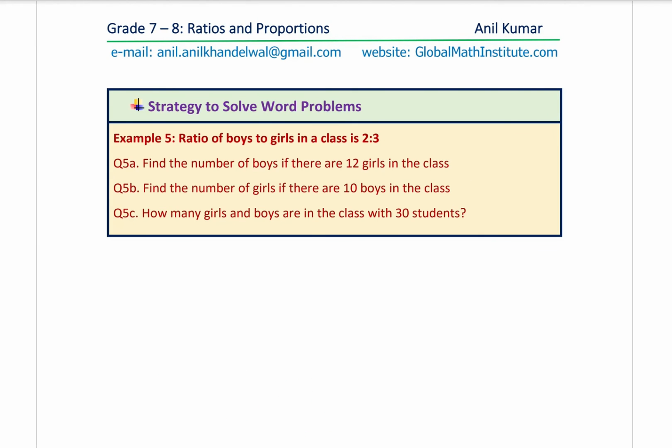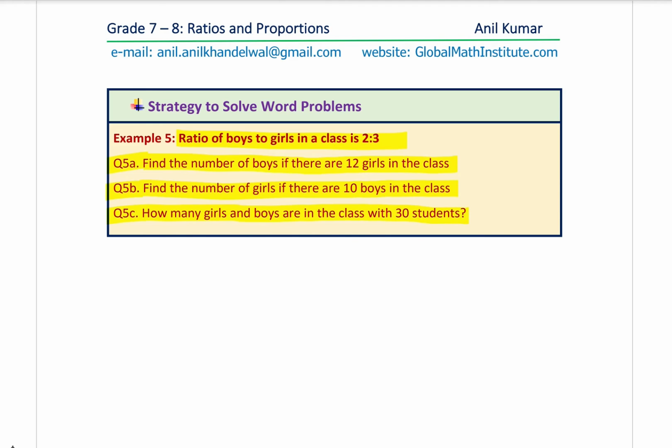Let's end with a word problem. In part 2, we'll extensively look into word problems. An example for us is: Ratio of boys to girls in a class is 2 is to 3. 5a. Find the number of boys if there are 12 girls in the class. 5b. Find the number of girls if there are 10 boys in the class. 5c. How many girls and boys are in the class with 30 students?